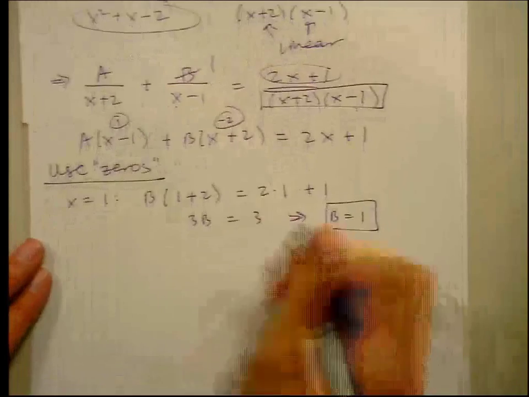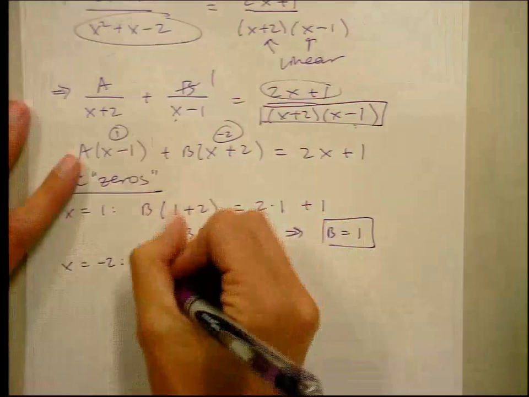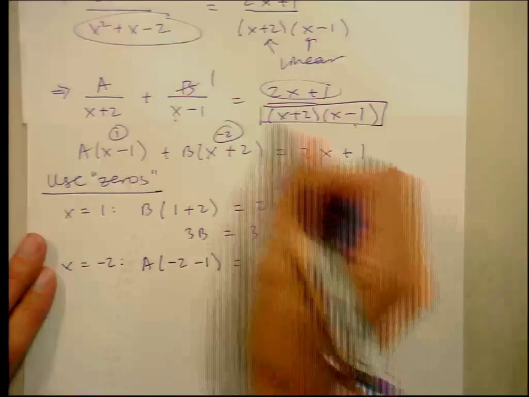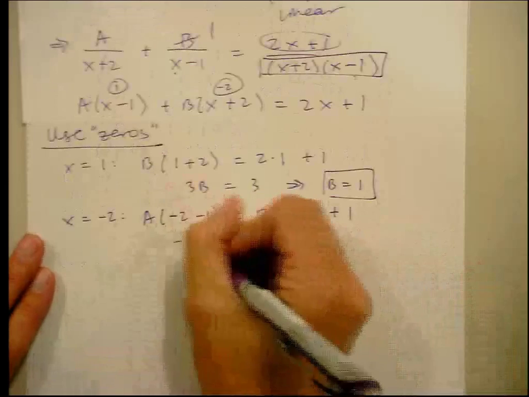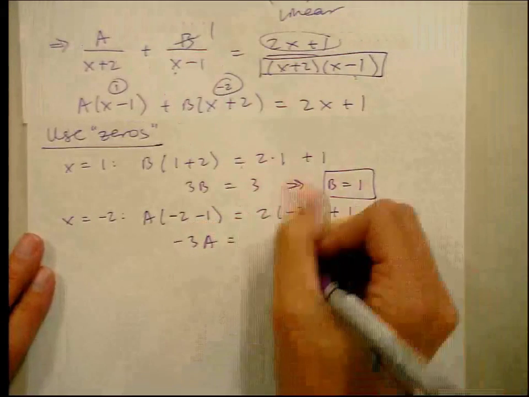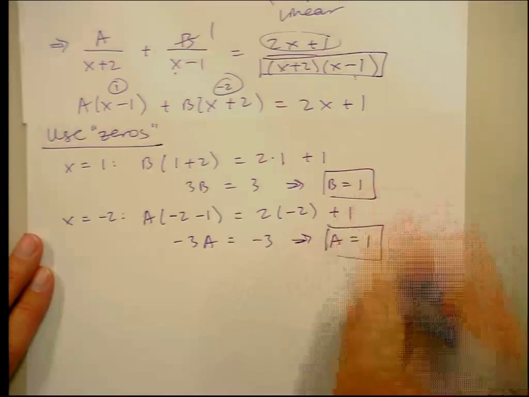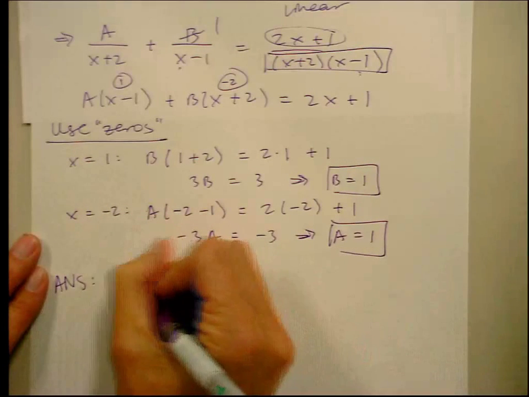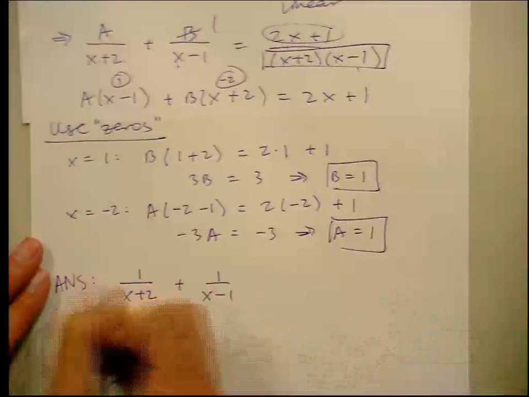I need a as well. Negative 2 should find it for me. Negative 2 is going to zero the b out, but it leaves me with the a. Negative 2 minus 1 on this side. On the other side, I get 2 times negative 2 plus 1. So negative 3a is equal to negative 4 plus 1, negative 3. Really nice. And a is also equal to 1. Our answer then, I've got both numerators, so 1 over the x plus 2 and 1 over the x minus 1. Okay, really, really a nice problem.